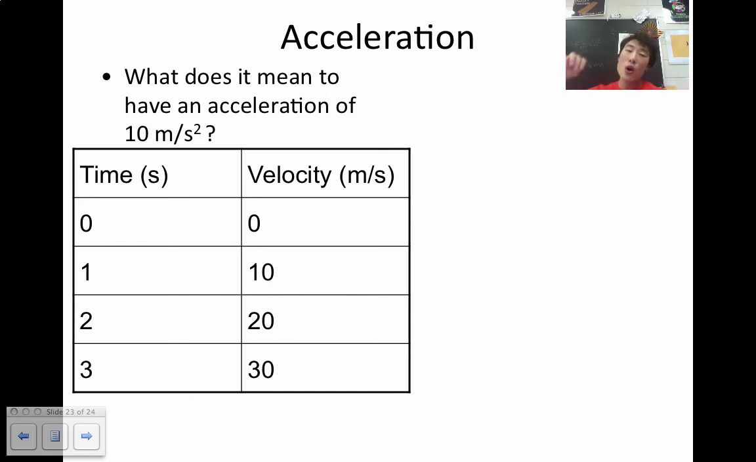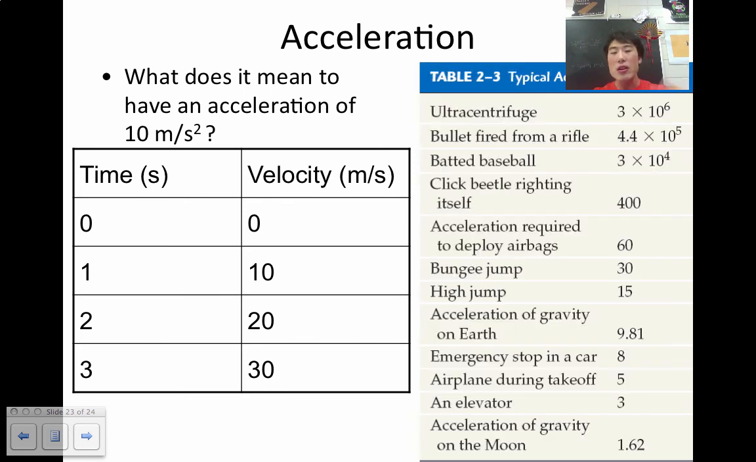Notice how the object is speeding up from 10 meters per second to 20 meters per second to 30 meters per second. Think about the accelerator in your car. Pushing it down makes you accelerate. Now here's a table of a couple of objects, and you can compare the 10 meters per second squared to different things, such as what it would feel like for a high jumper shooting off with your foot, an emergency stop in a car, or the click beetle righting itself. And if you don't know what that is, just stay tuned.